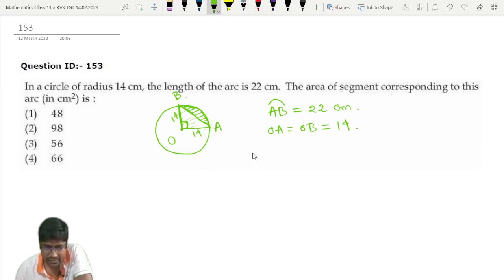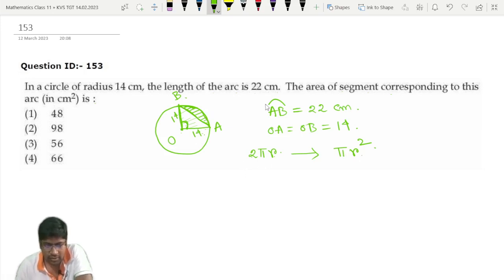Total circumference is 2 pi r. So this arc is contributing how much area of the circle? Pi r square, is it not? The total circumference is 2 pi r, so 2 pi r is covering the area pi r square of the circle.